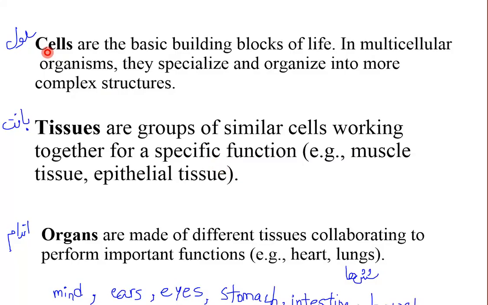Cells are the building blocks of life. In multicellular organisms, they specialize and organize into more complex structures. In Farsi, we call cells "cellul" or "yakhte". Okay, so the next one is tissues. Tissues are a group of similar cells working together for a specific function. For example, muscle tissue or epithelial tissue. Epithelial tissue is also known as "bafte pusheshi".